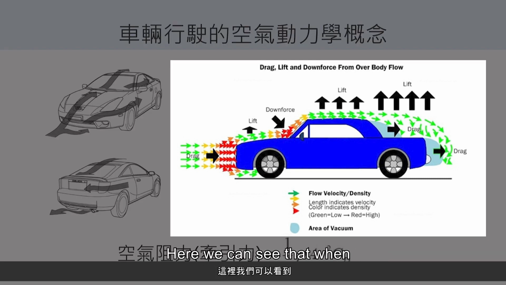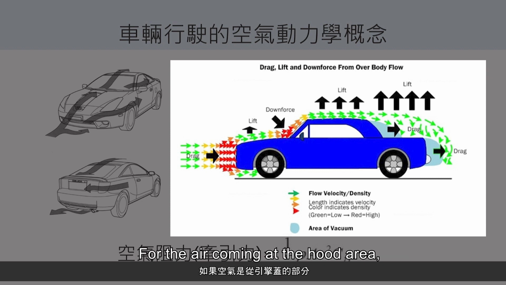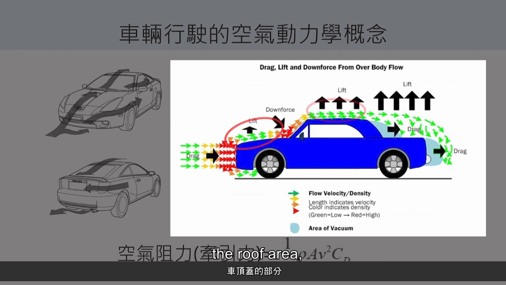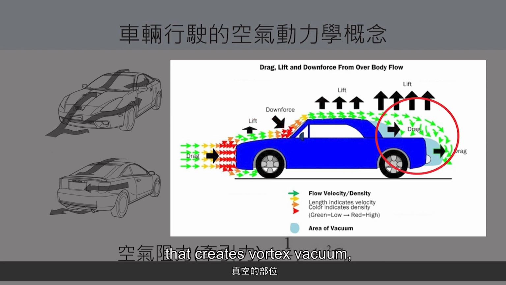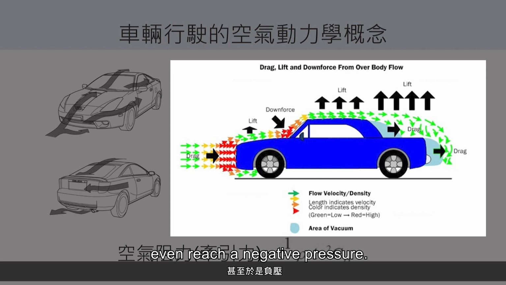Here we can see that when the vehicle is running at high speeds, with the incoming airflow, the vehicle's front and the windshield will produce a front impact that reduces wind speed and increases the pressure to the red state. The air coming at the hood area, the roof area, and the vehicle's rear area creates a vortex vacuum. The speed of the air passing through will increase and the pressure generated will decrease, even reaching a negative pressure.